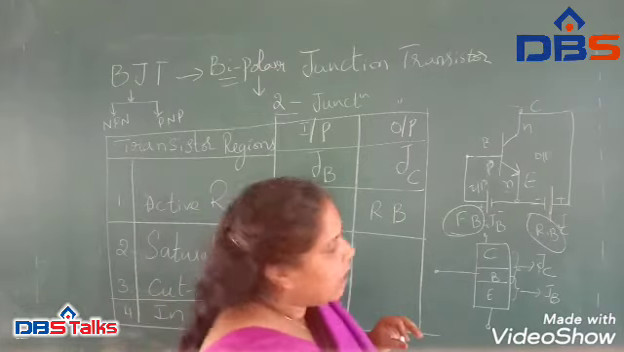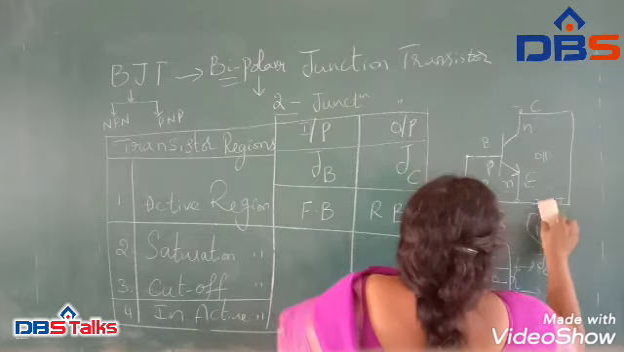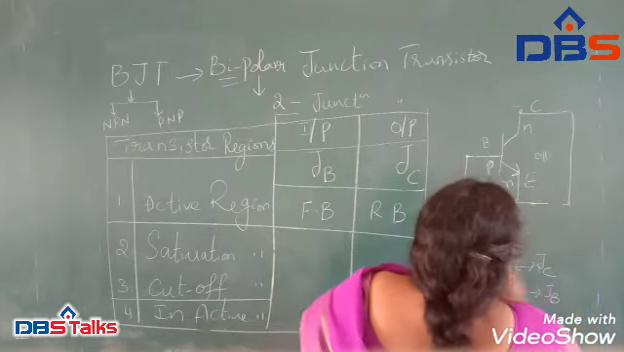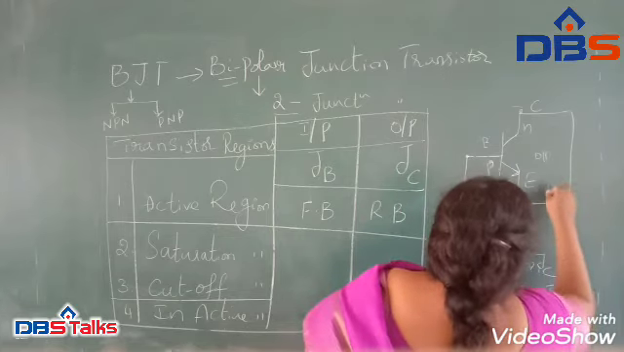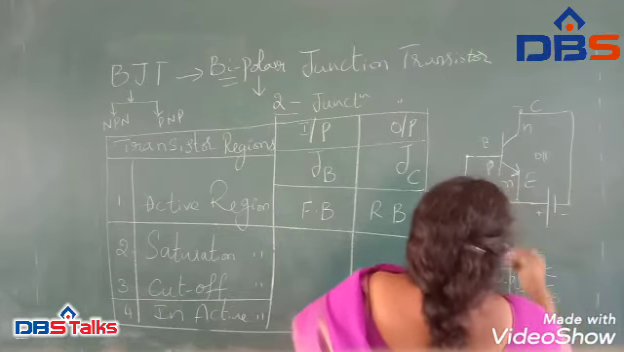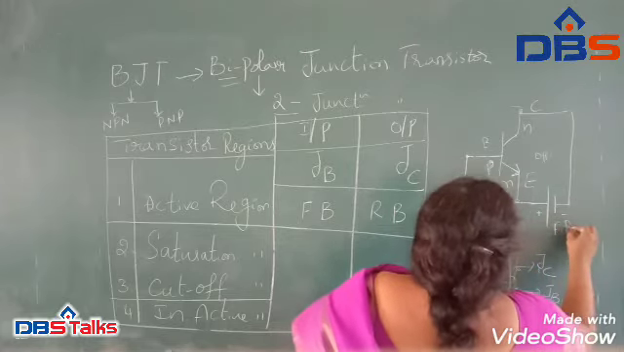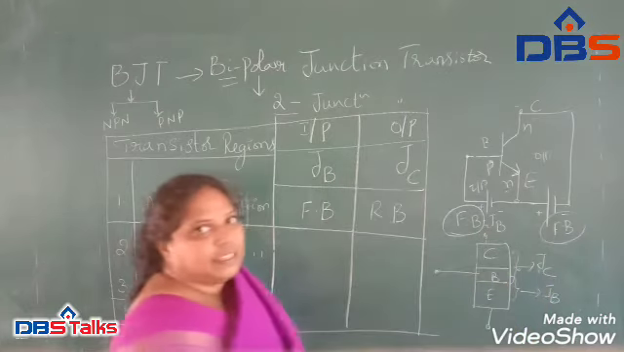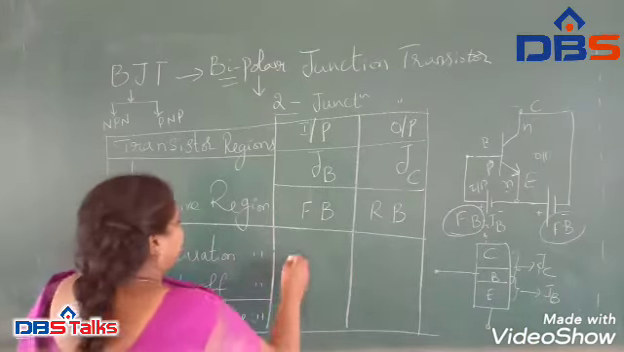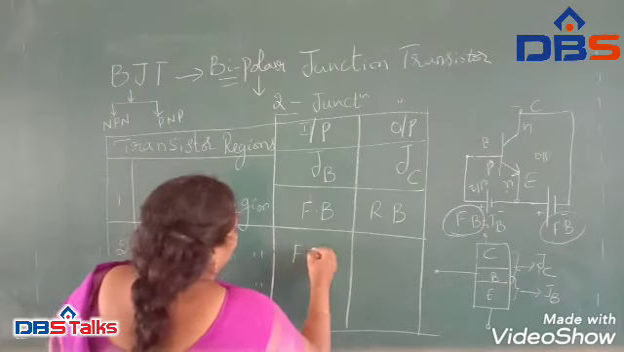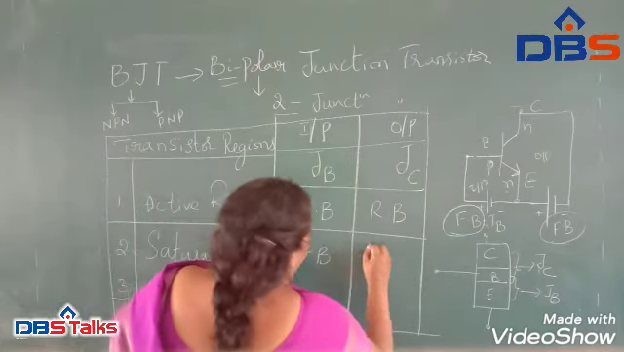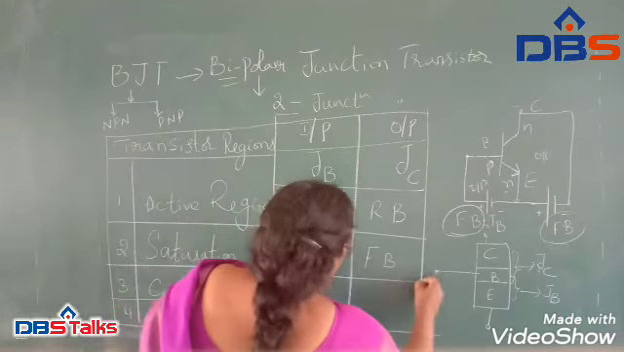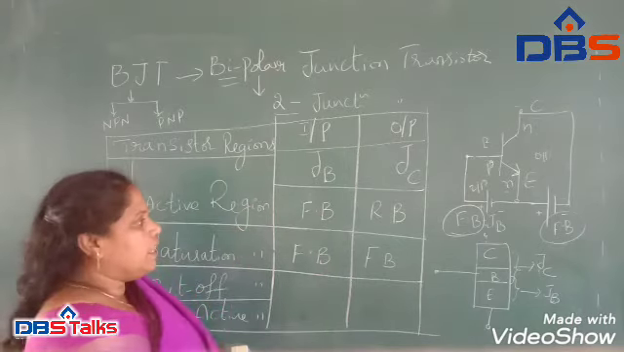Suppose we take both as forward bias. Here it is negative to negative and positive to positive, so this is also forward bias. That means the base junction and the collector junction are both in the forward bias state. The base junction is forward bias and the collector junction is also forward bias. This region we call the saturation region.